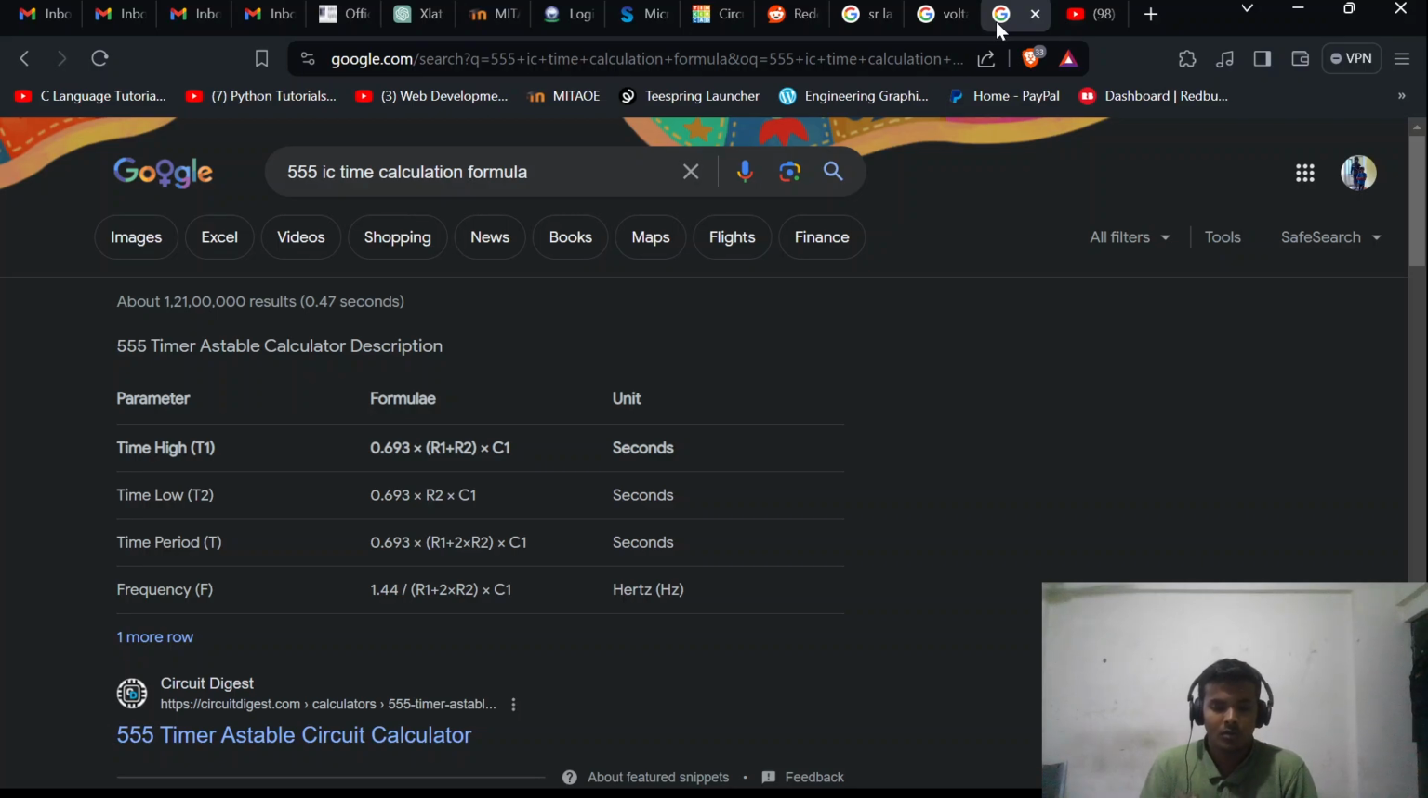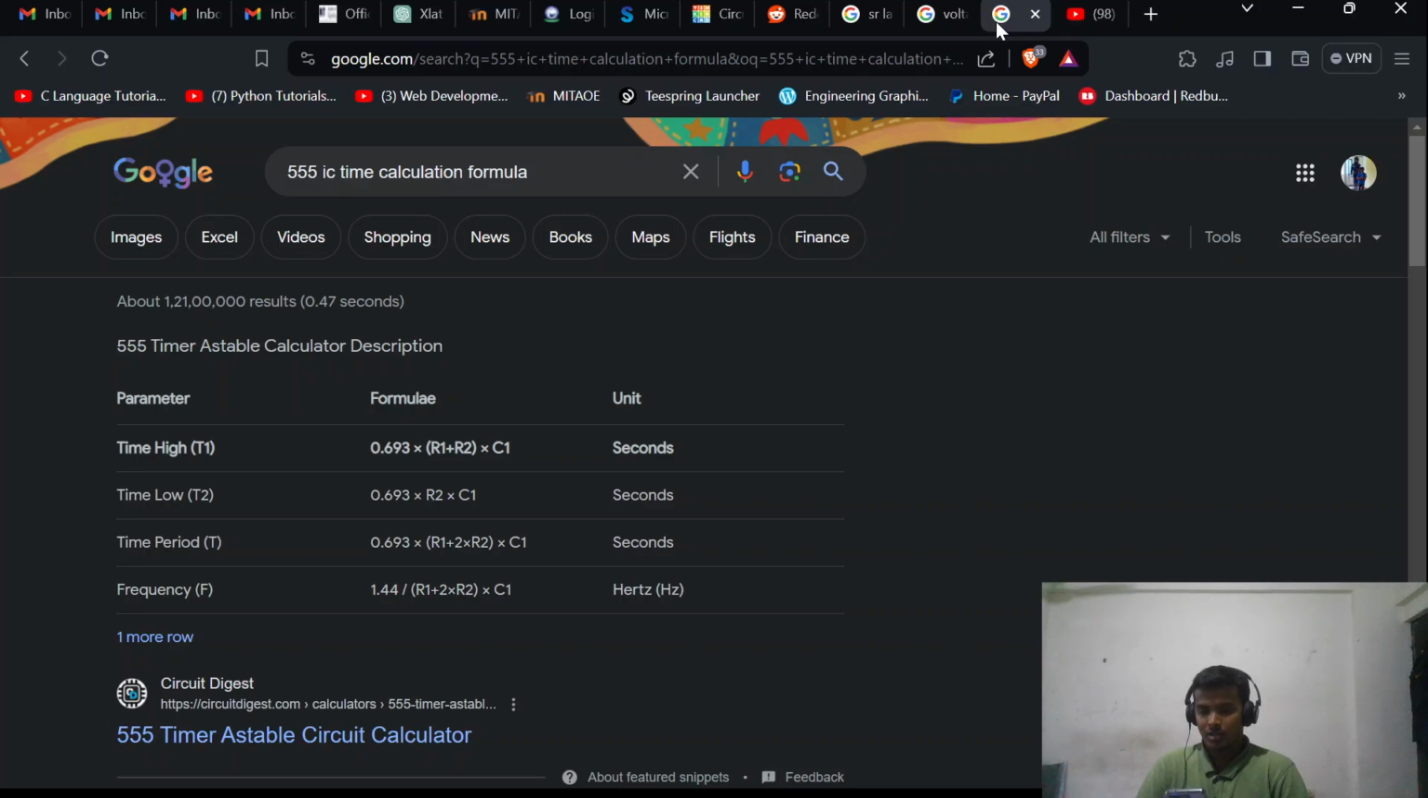6. Okay, so after giving everything, I can see that our on time is 0.06 seconds. That means it is not even a tenth of a second. So in order to change that, we should increase the capacitance.